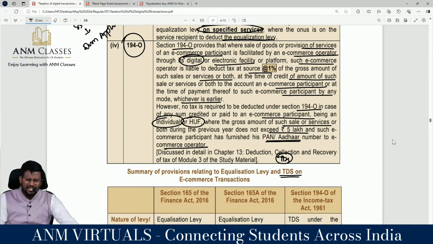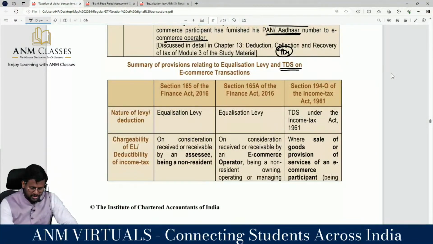So what is the one line summary? If you have missed the discussion, the e-commerce operator is liable to deduct TDS when he makes payment to the e-commerce participant, at the rate of 1%. But if the e-commerce participant is individual or HUF, and if the turnover does not exceed 5 lakhs and he has provided the PAN or Aadhaar, then no TDS has to be deducted under section 194O. This is the summary of provision relating to equalization levy.